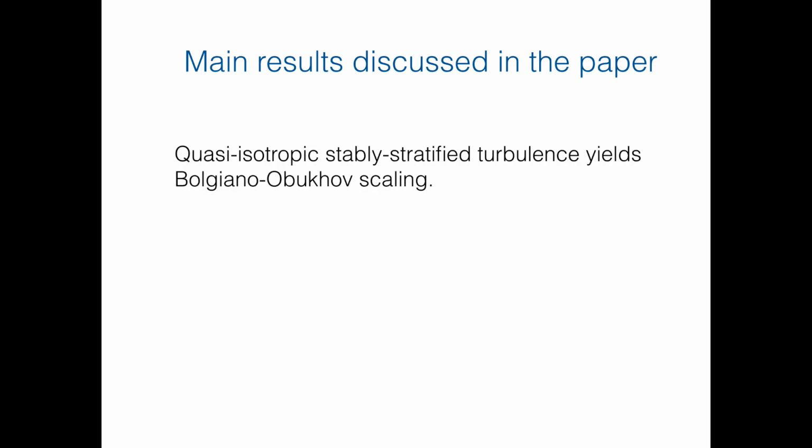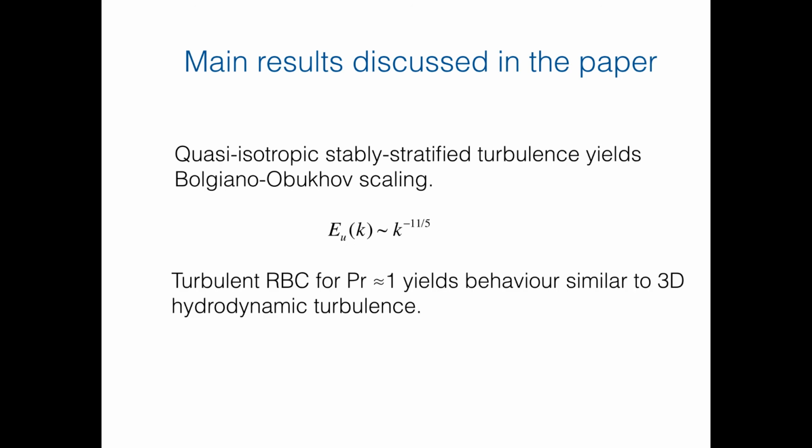So, the main results discussed in the paper are: quasi-isotropic stably stratified turbulence yields Bolgiano-Obukhov scaling, k^(-11/5), and turbulent RBC for Pr approximately 1 yields behavior similar to 3D hydroturbulence, which is k^(-5/3).